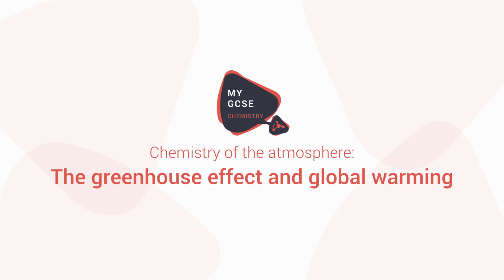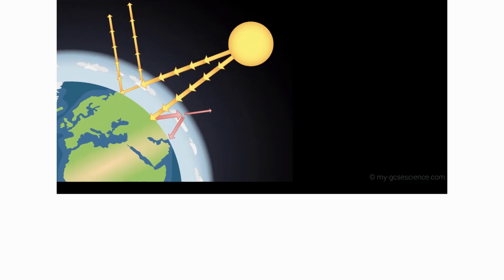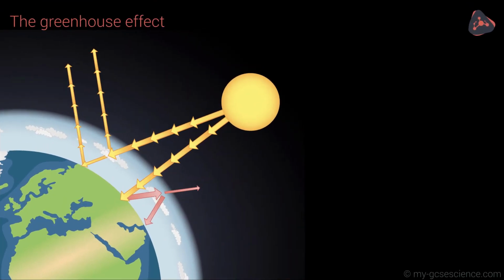In this video about the chemistry of the atmosphere, we'll be looking at the greenhouse effect and global warming. First of all, let's look at the greenhouse effect. Here's an image that's not to scale of the sun shining down on the Earth, with the atmosphere, again not to scale, around the outside of the Earth.